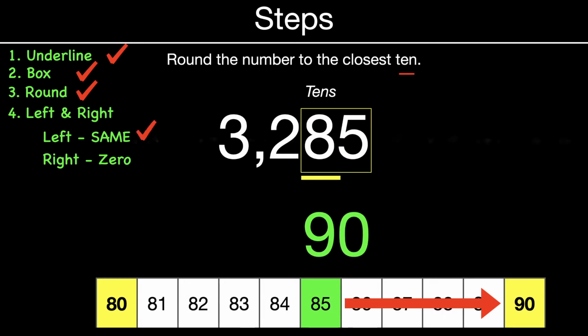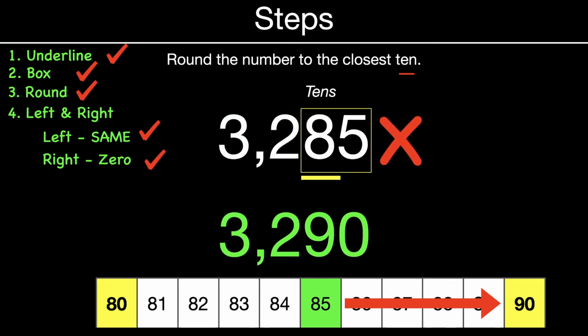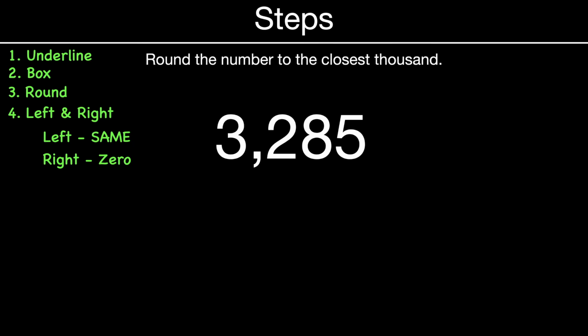And now rules for left and right. The left stays the same. So the 3, 2 stays exactly the same. There are no numbers to the right for this problem, so our answer is 3,290. Let's look at another example.